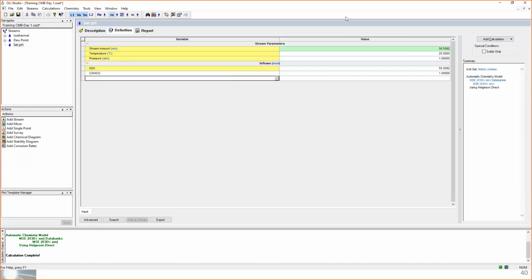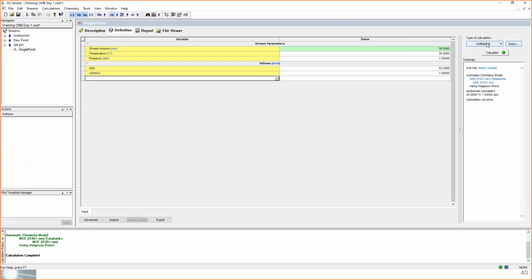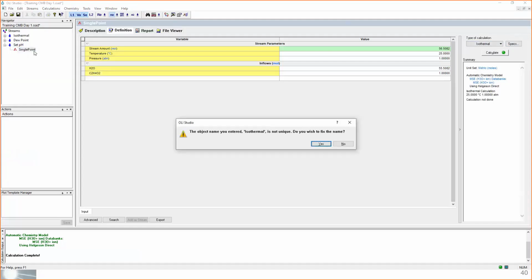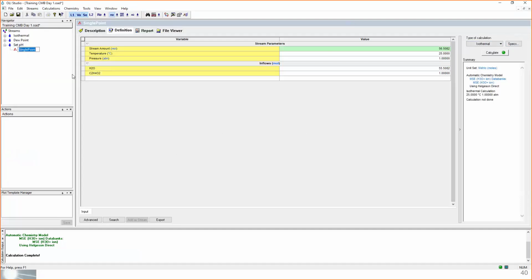So we're going to go to Add Calculation and select the option Single Point, okay? And let's first run this isothermal calculation. Let's rename it isothermal. Oops, I cannot repeat the name. Okay, so isothermal_1. I cannot repeat a name, apparently, so let's trick the system. Just put an underscore 1, and that will work.